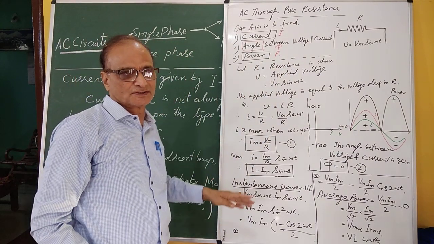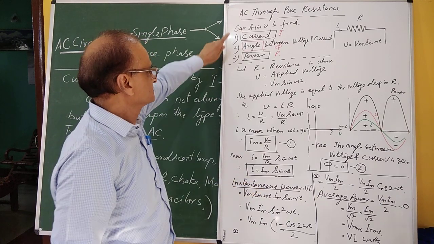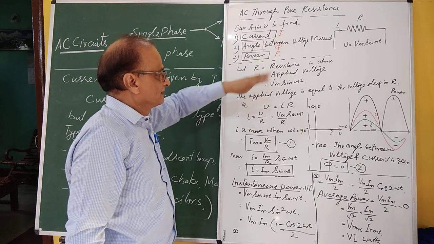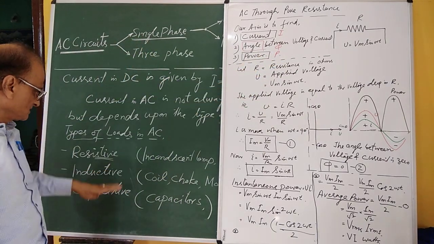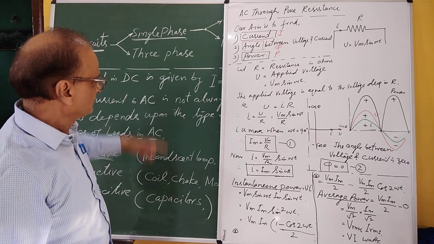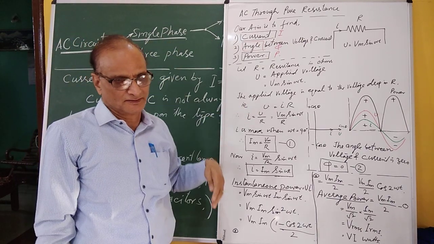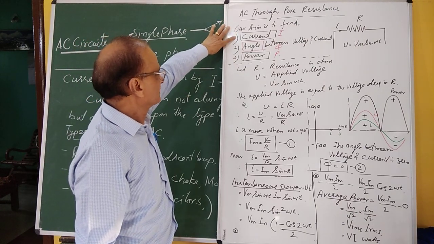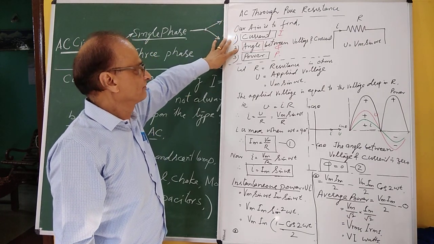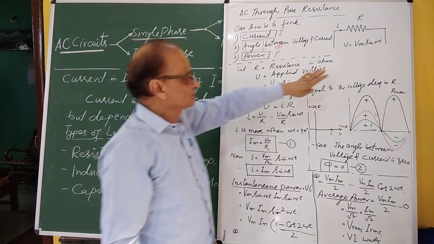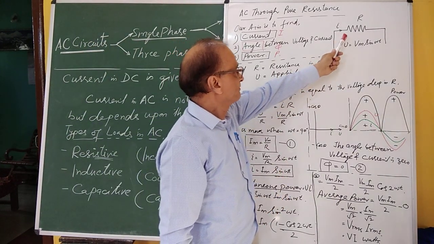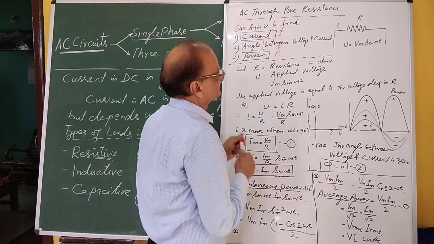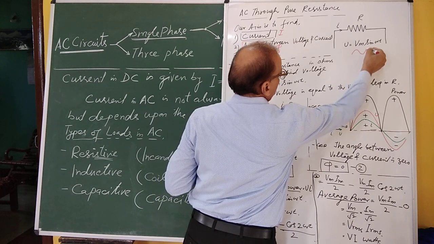In all the cases, we will find the value of current, the value of angle between voltage and current, and power. In pure resistance, in pure inductance, in pure capacitance, and then we will take them in series and in parallel. So it will continue, but in all the cases we have to find the value of current, angle between voltage and current, and power. So this is the circuit of pure resistance connected to an AC supply. This is the supply.